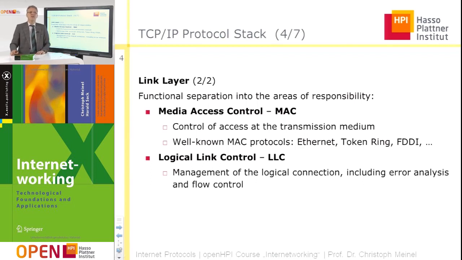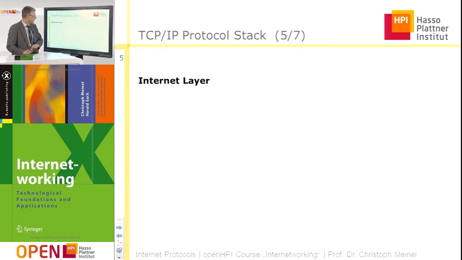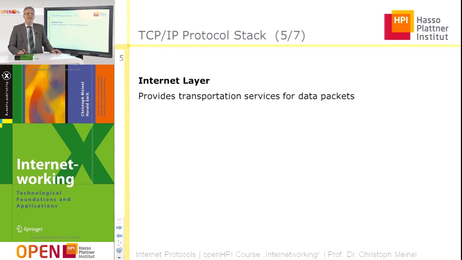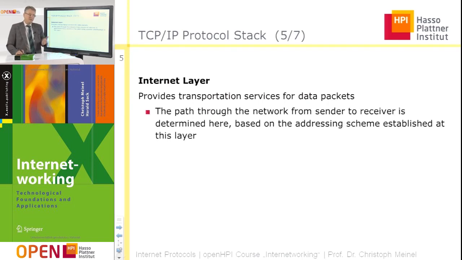Here the management of the logical connection is done, including error analysis and flow control. Then we have the internet layer. On the internet layer, the transport service for the data packets is provided and organized. That means the path through the different interconnected networks from the sender in one network to the receiver in another network is determined here.